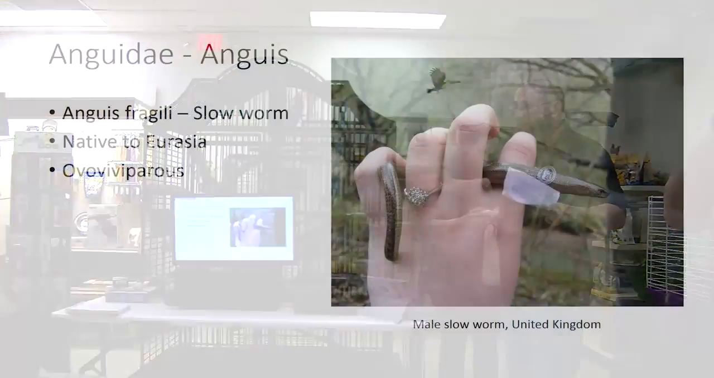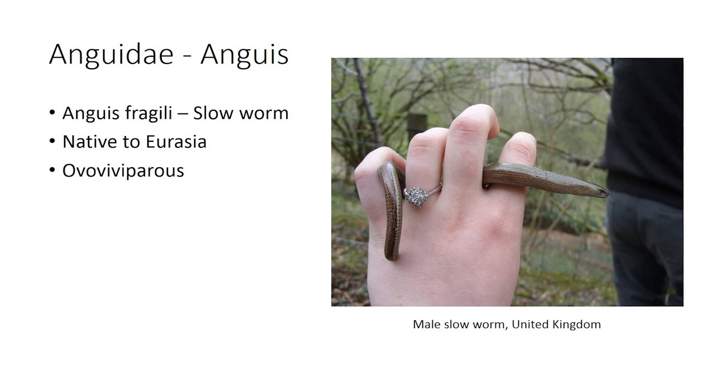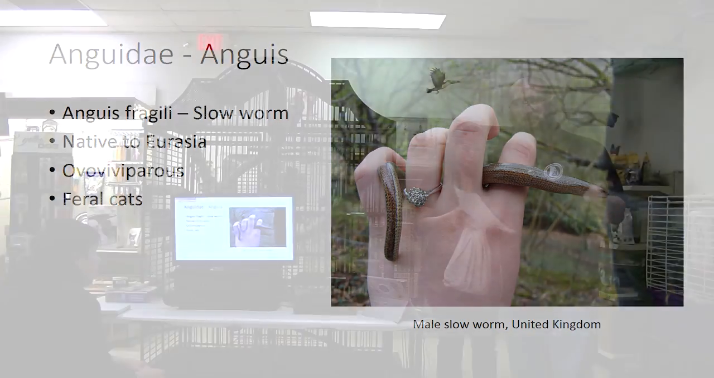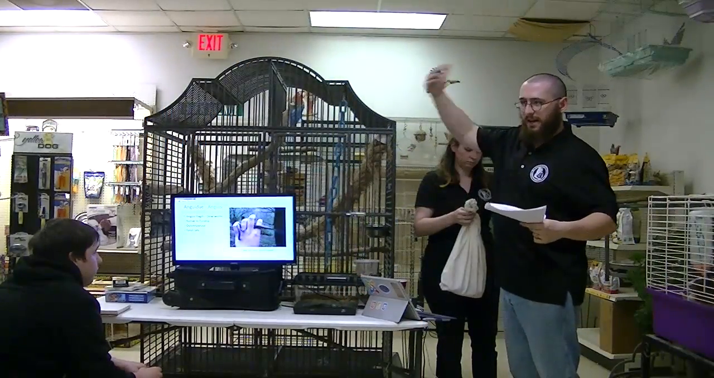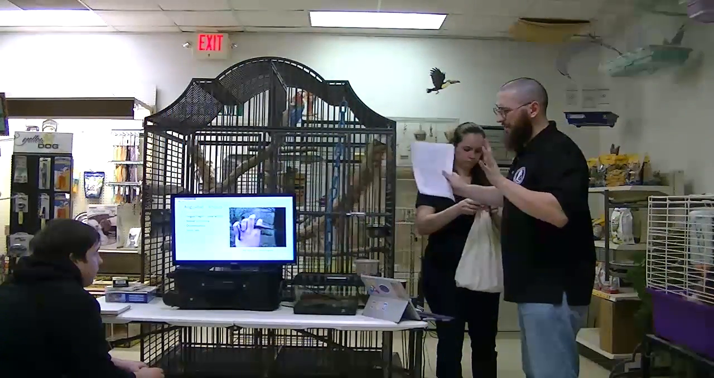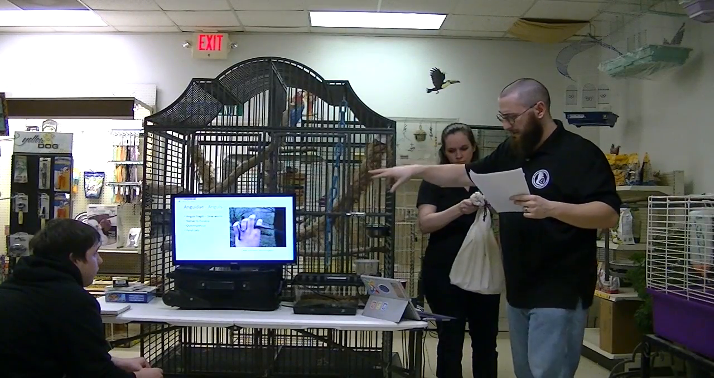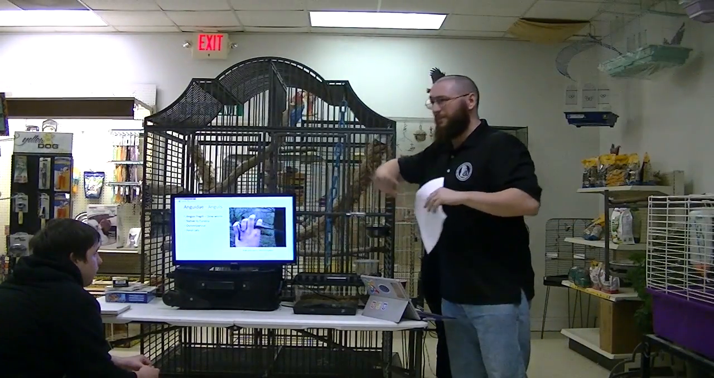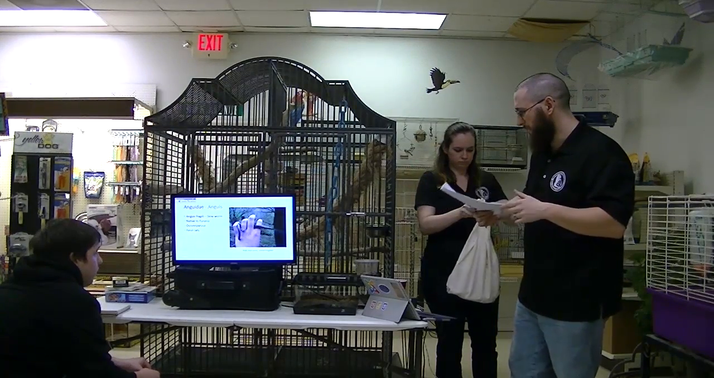They are ovoviviparous. They give live birth, and right here you can see the general size of a slow worm, about 6 inches long. They are actually kind of endangered in the UK, mostly due to feral cats. There's a lot of problems here in the United States with feral cats, people letting their cats roam around, killing a lot of native species, but also a lot of these slow worms are absolutely defenseless when it comes to being brought up with cats.